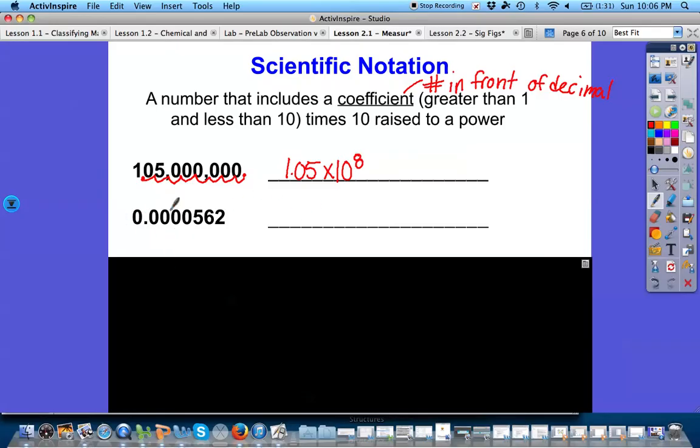Here we have 0.0000562. So again, we need to move the decimal, but this time we're moving it to the right till we have something in front of the decimal that is between 1 and 10. So 1, 2, 3, 4, 5.